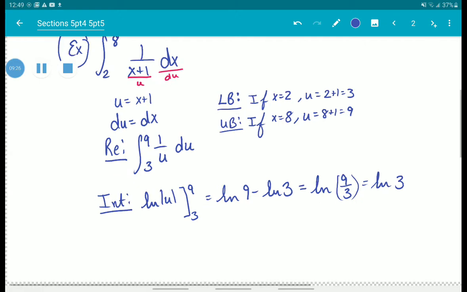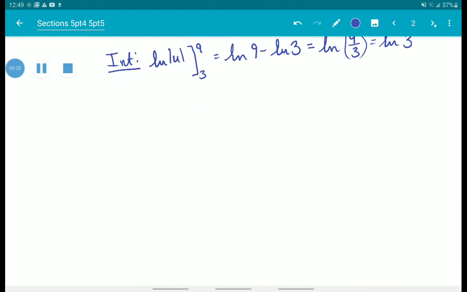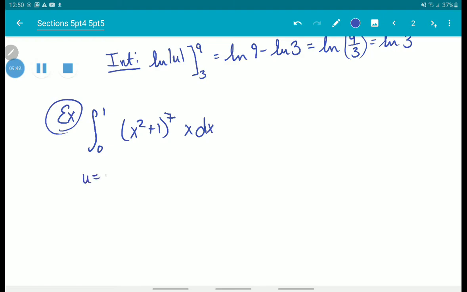Let's do another one with a u substitution. So I'm going to integrate from 0 to 1, x squared plus 1 to the 7th times x dx. So u would be the inside function, x squared plus 1. du is 2x dx. Let's think about what we have.